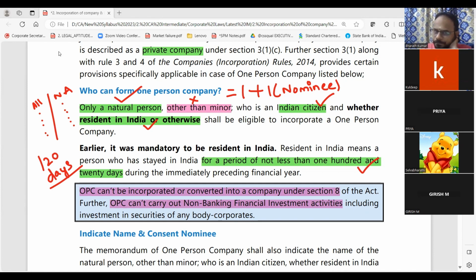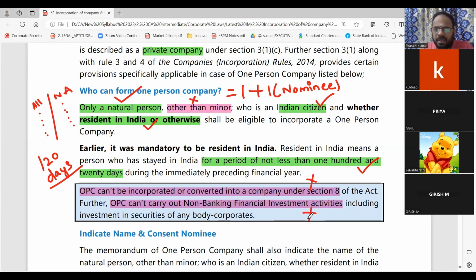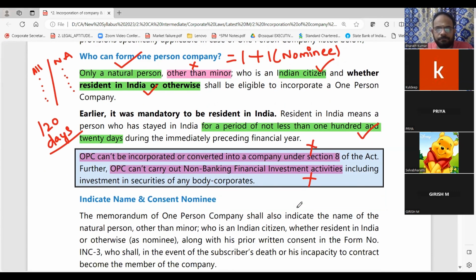Write this now. He should be a natural person. He should be an Indian citizen. He should be a resident. Minor not allowed. He should be there for a minimum of 120 days. Mandatory requirement. Irrespective of whether it is there or not, it determines the particular one-person company. No Section 8. No NBFI. Non-banking financial investment not allowed.